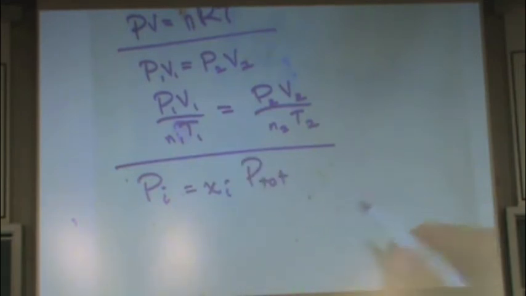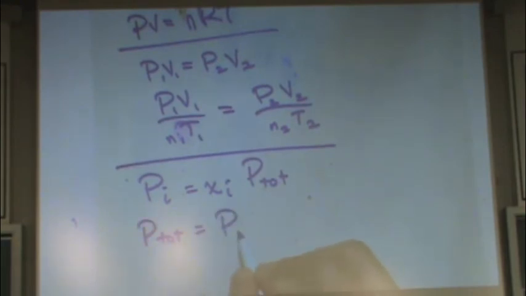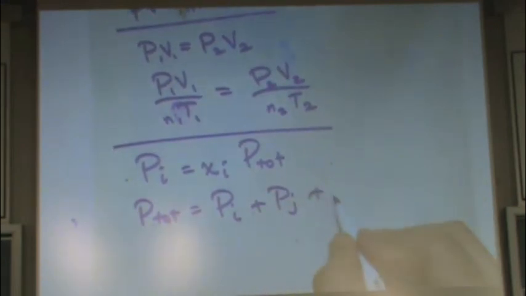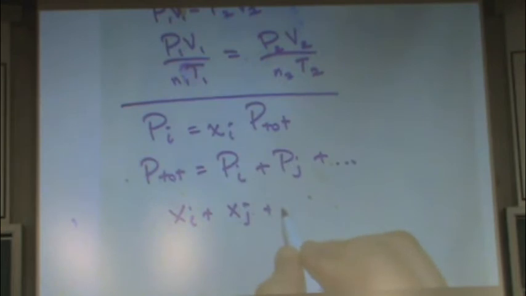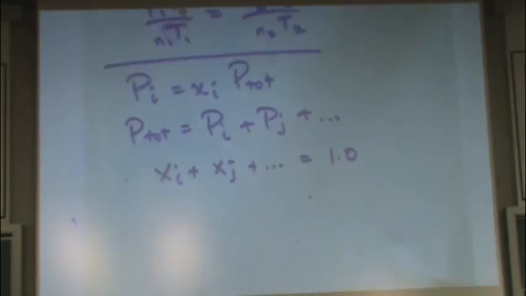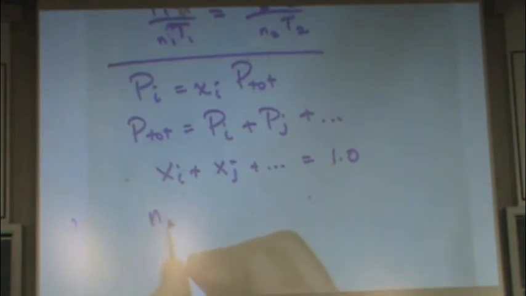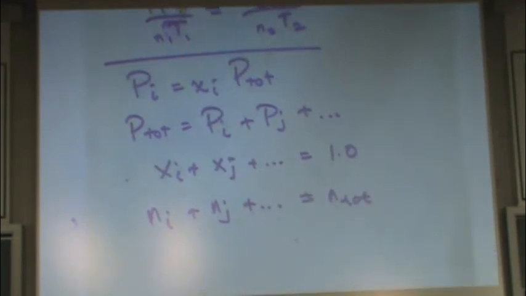Dalton's law: P total is P of component I plus the partial pressure of component J, all the way up to the total number of components. The mole fraction of I plus the mole fraction of J and all the components equals what number? 1. That's exciting. And then the same with the moles: the moles of component I plus the moles of component J plus all the moles equals the total moles. Those are generally the equations that you would use.